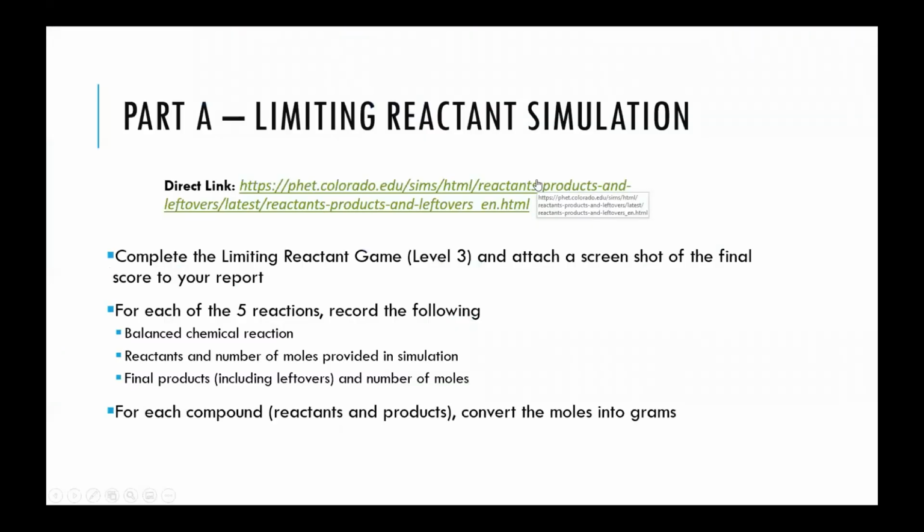So in the first part of the experiment, you're looking at a simulation and you're going to be completing a limiting reactant game, and you're going to complete level 3. If you'd like to perform levels 1 and 2, you can, but it's not required. Just going through and finishing level 3, and you're going to take a screenshot of the final screen, including what your score was. In the game, you're going to be looking at 5 different reactions.